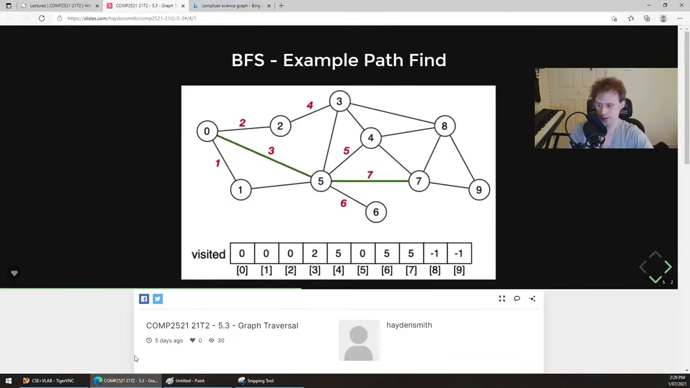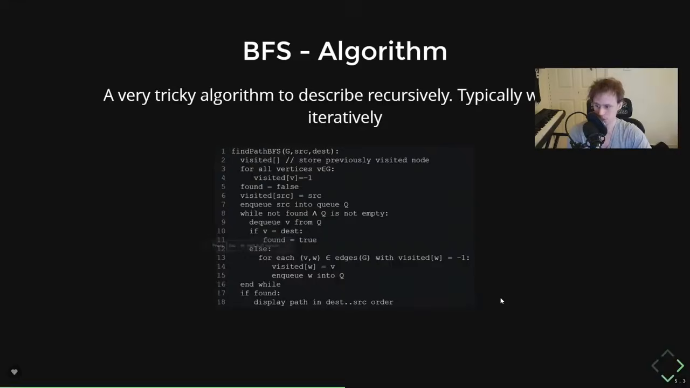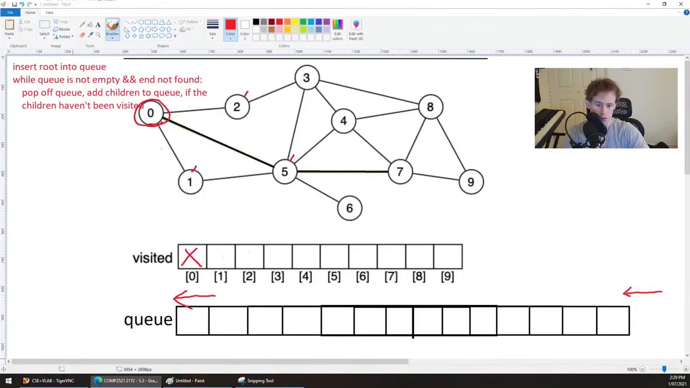But before I add those to my queue, I'm going to check if I visited them before. So I look in my visited array here, and there's nothing in there, right? So all these are still -1. So I say, okay, I haven't visited 1, 2, or 5. So that's an important check. If they haven't been visited, I add them to my queue. I'm going to add them in numerical order, just for simplicity.